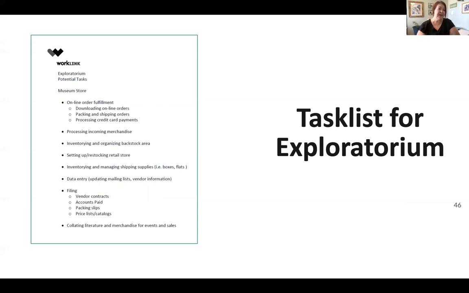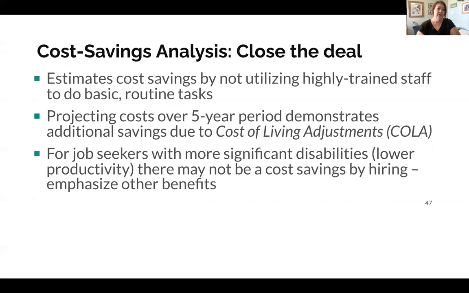So they came up with the task list of things that needed to be done that weren't getting done or that seemed to be overwhelming. Then they came up with a cost savings analysis. She said they had people with master's degrees bagging rocks. That's not going to be the case in every scenario, and we'll talk about that. So you want to estimate cost savings by not utilizing highly trained staff to do basic routine tasks, projecting costs over a 5-year period, maybe looking at COLA adjustments. You may not even have to go out 5 years.